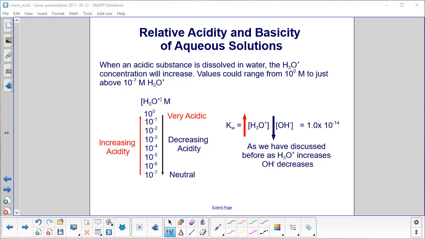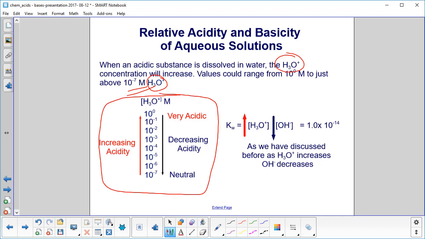When an acidic substance or an acid is dissolved in water, the hydronium concentration will increase. Values could range from just 10 to the 0 molar to just above 10 to the minus 7th molar hydronium, right? Here's the concentrations here. So we have a chart. Here's the concentration of the hydronium ion.